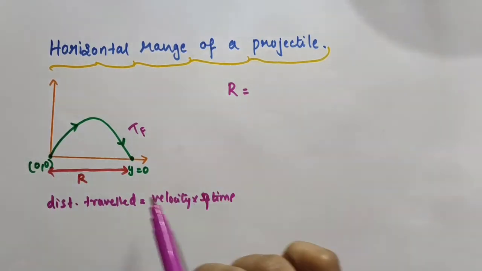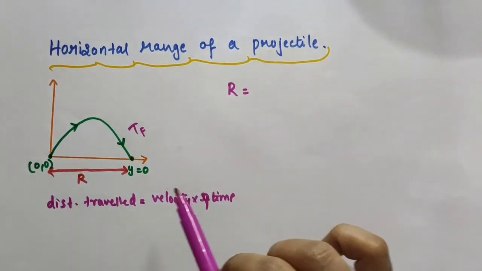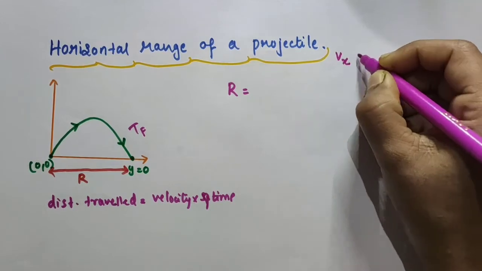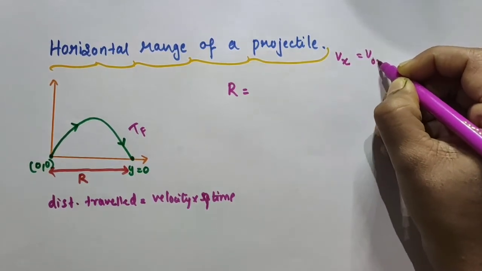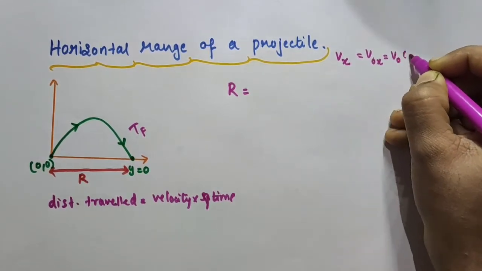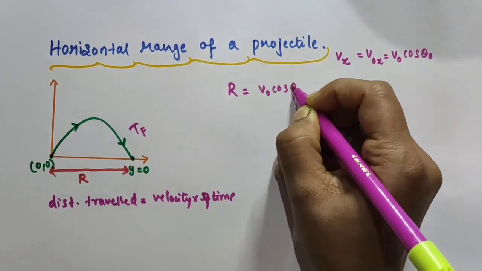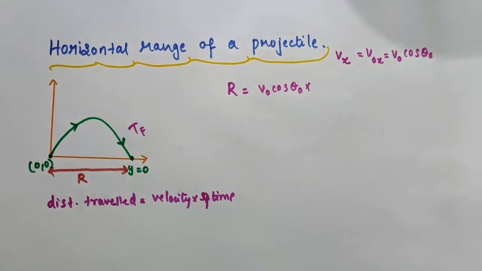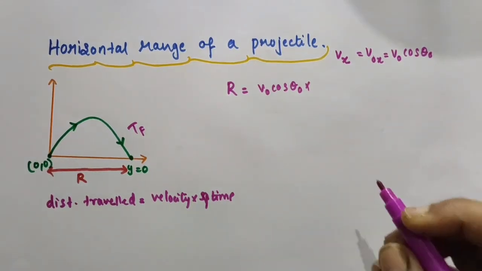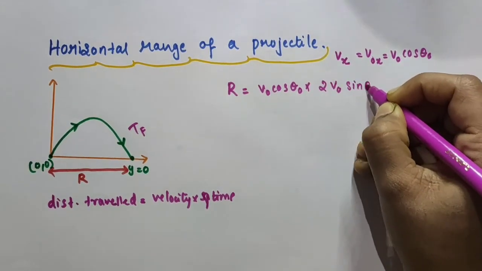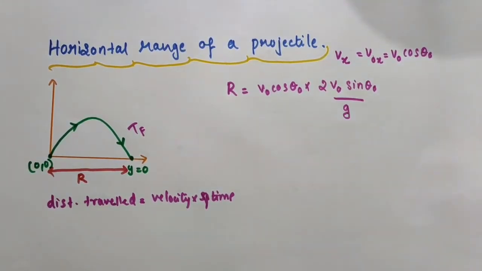along the horizontal direction. We are talking about the horizontal distance, no? So the velocity is actually the x component of velocity, which is equal to v0x. v0x is what? v0 cos theta 0. So here we can write v0 cos theta 0 into time, which is actually what? The time of flight, tf. What's the expression for the time of flight? I hope you remember that expression. 2v0 sin theta 0 divided by g.